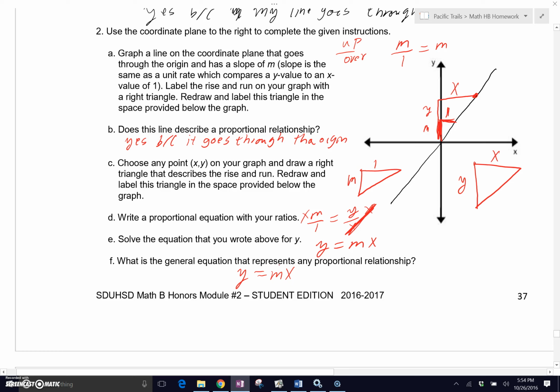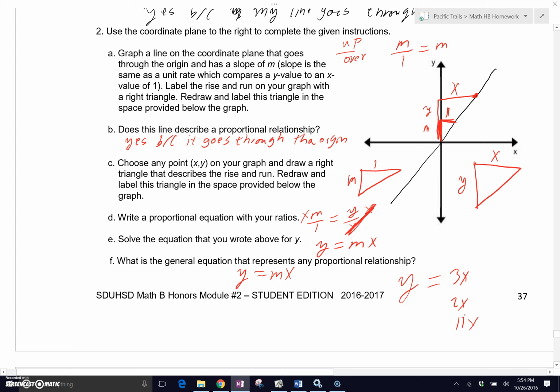So anytime we have a proportional linear relationship, when a line crosses through the origin, we're going to have y equals and then some amount. It could be 3x, it could be 2x, it could be 11x, so on and so forth.